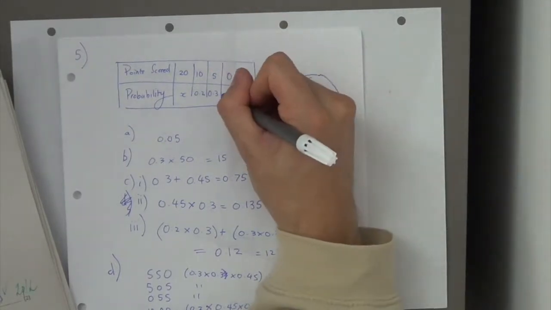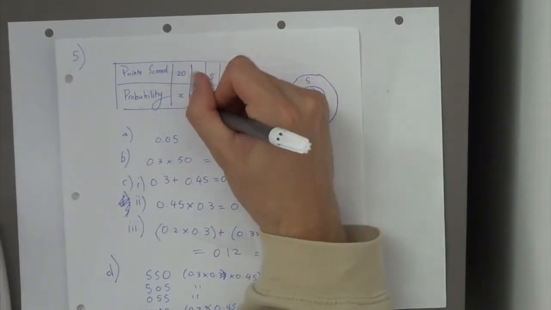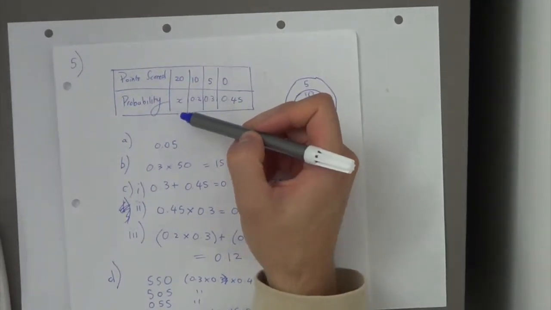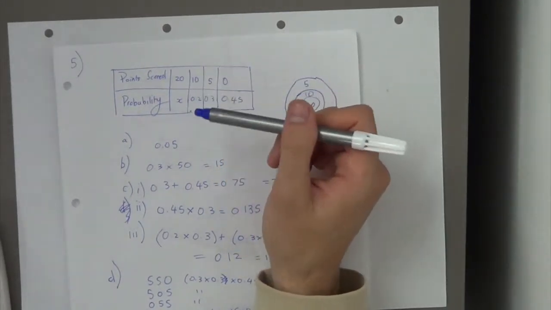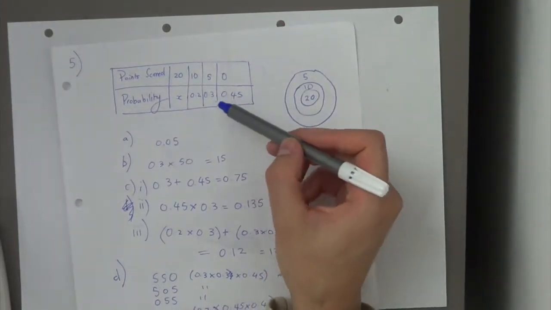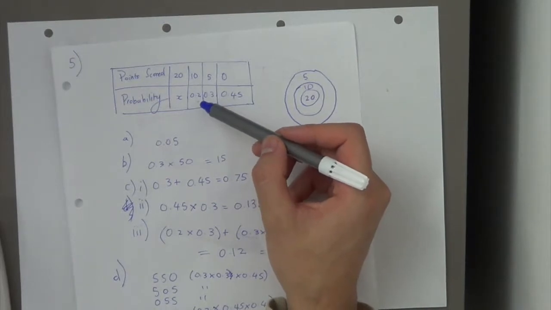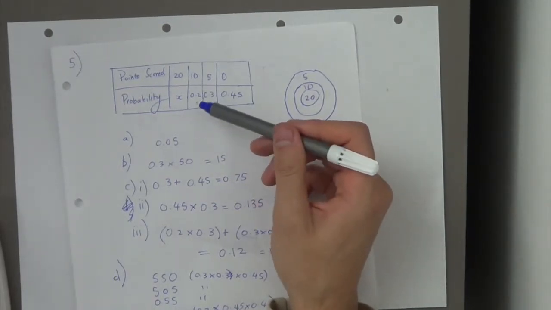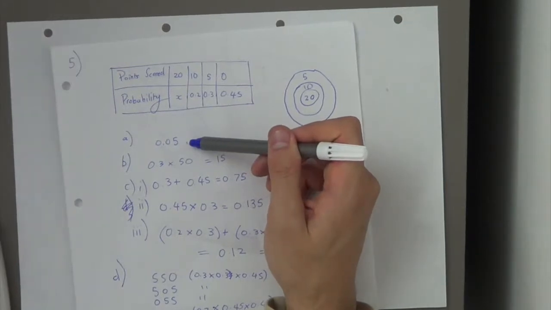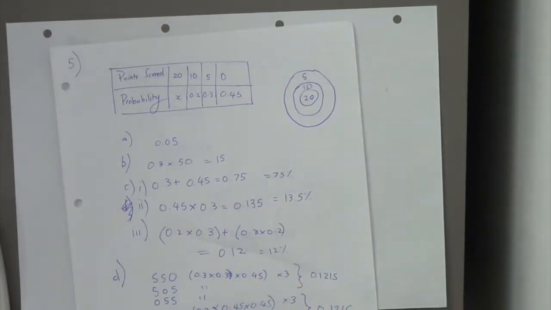Okay, so in the exam it has this table here with this x, and it says find the value of x. Well, all probabilities have to add up to 1. So if you added 0.45 plus 0.3 plus 0.2, it will give you 0.95. So therefore, x equals 0.05. Okay, 1 minus 0.95.